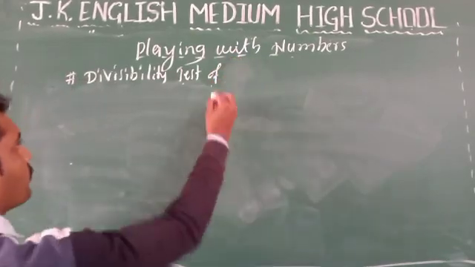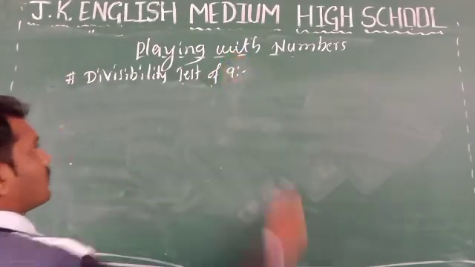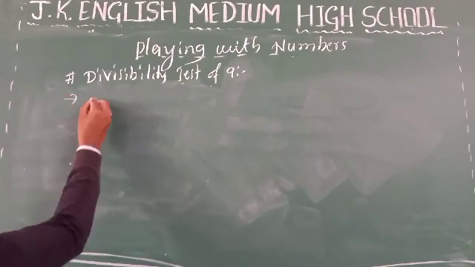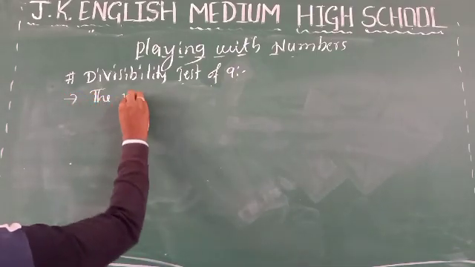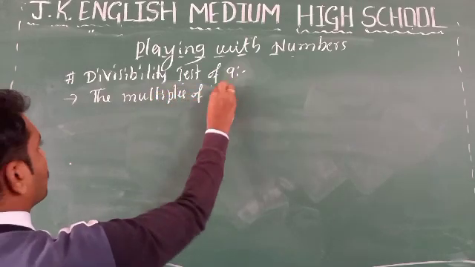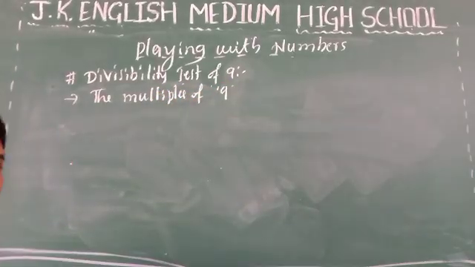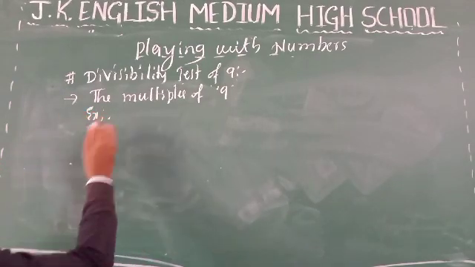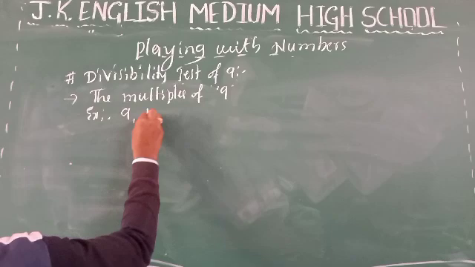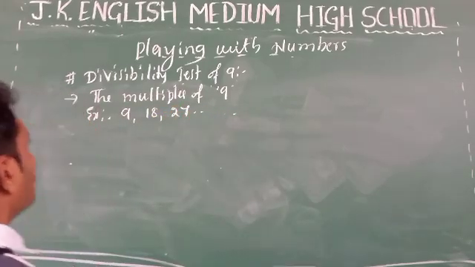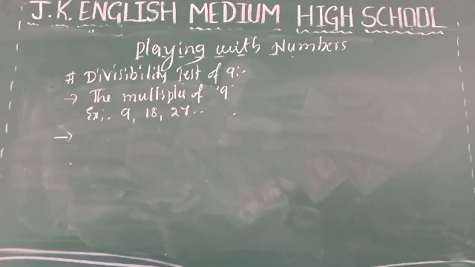Next one. Divisibility test of 9. Divisibility test of 9. There was the same rule. What is that? The multiples of 9. Example: 9 ones are 9, 9 twos are 18, 9 threes are 27, etc.